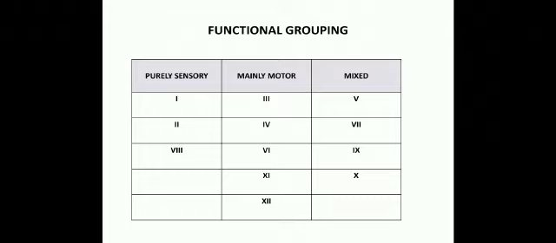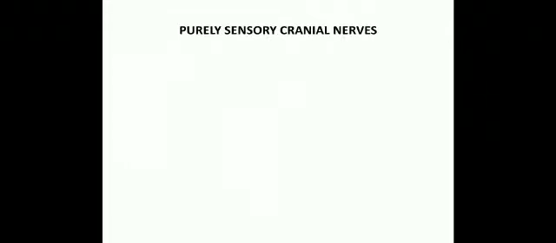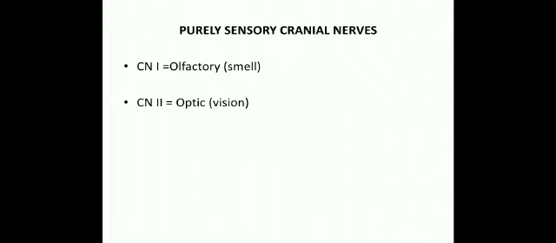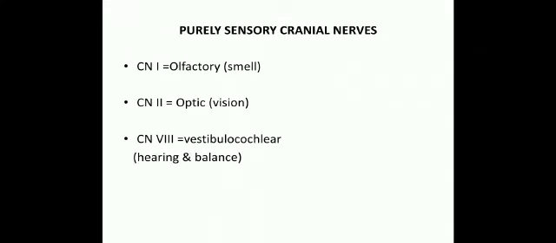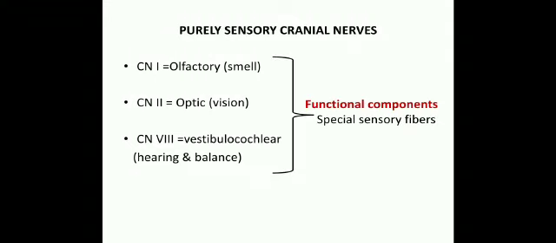So purely sensory cranial nerves include the olfactory nerve, that is concerned with smell, the second cranial nerve optic concerned with vision, and the third, cranial nerve 8th, that is vestibulocochlear nerve, concerned with hearing and balance. So for all these three, the functional component is the special sensory fibers.